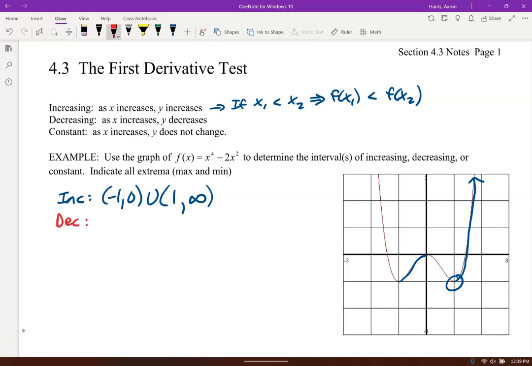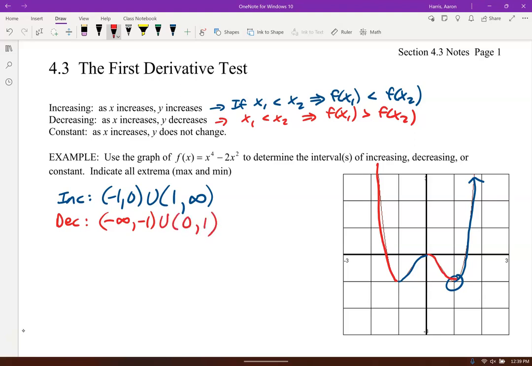If you're decreasing, then whenever x1 is less than x2, f of x1 has got to be higher than f of x2, officially, right? So you're going down and to the right. Like this function's decreasing up until -1. Again, the intervals are always open, right? We're naming them in terms of the x values here. We're decreasing there, and notice we're also decreasing from an x value of 0 up until an x value of 1 there in red. We're going down and to the right.